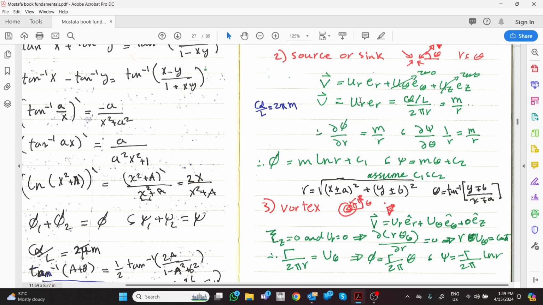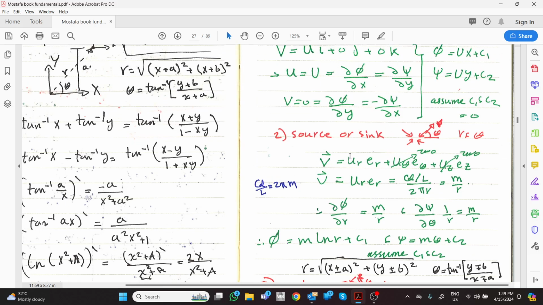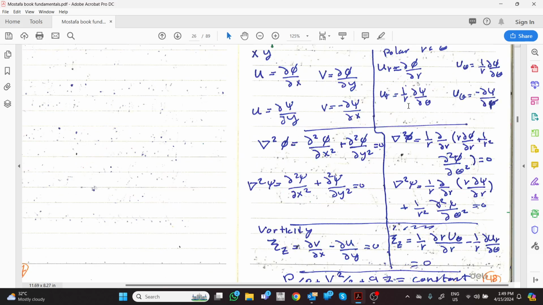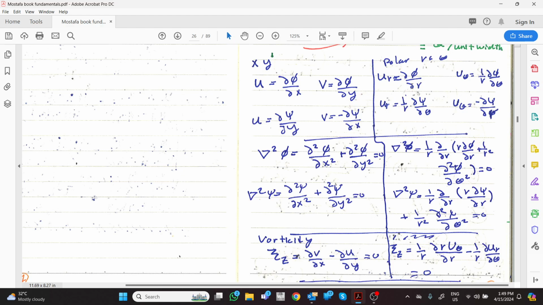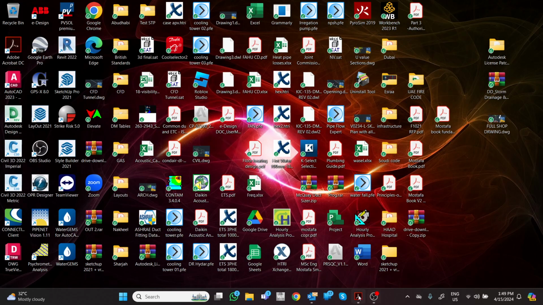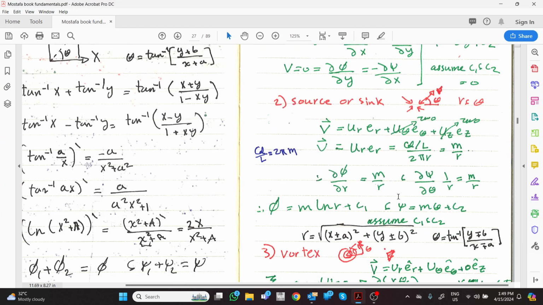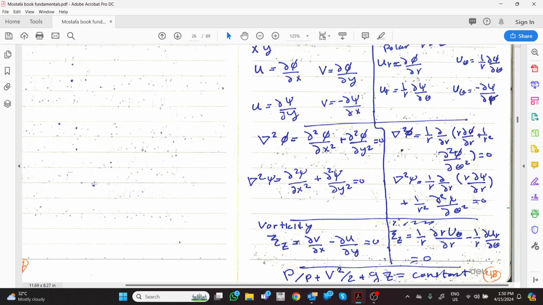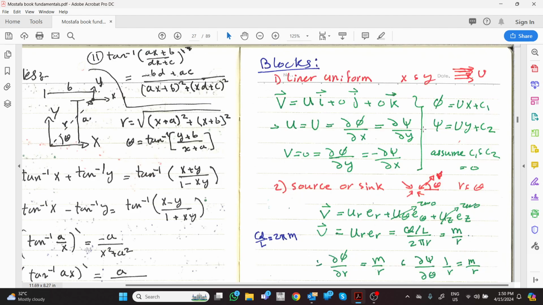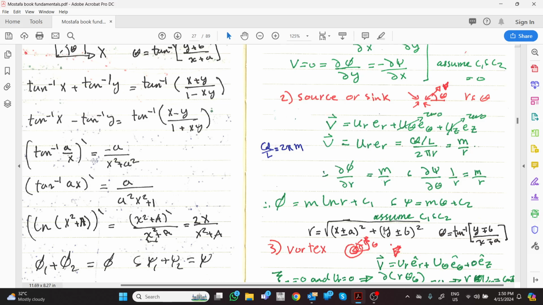Now we know the u_r, so dφ/dr equals u_r from here. Make the integration. And ψ, by the way, dψ/dθ, 1 multiplied by 1 over r, equals m over r. It is from here for the ψ, because I have only u_r.